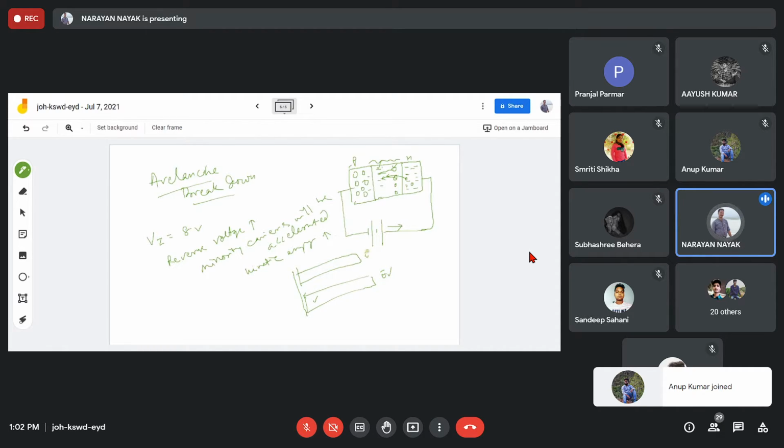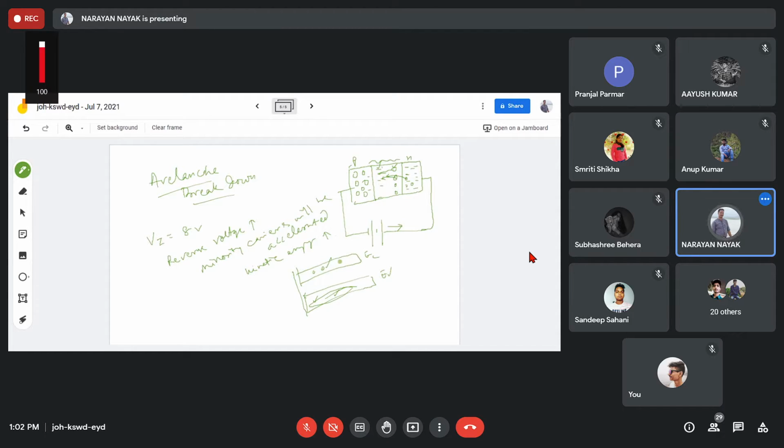Understood? And there is a conduction band and a valence band. In the valence band the electrons are available, and in the conduction band the holes are available. Are you getting it? So once the electrons or holes are accelerated and the kinetic energy is increased by increasing the reverse voltage, they will collide with the stationary atoms.